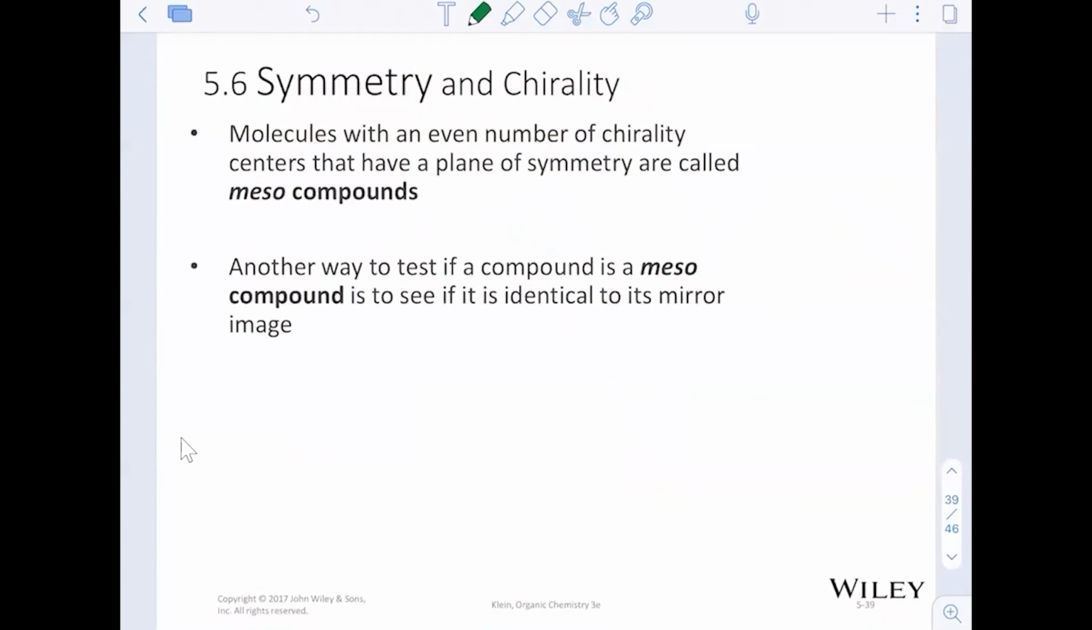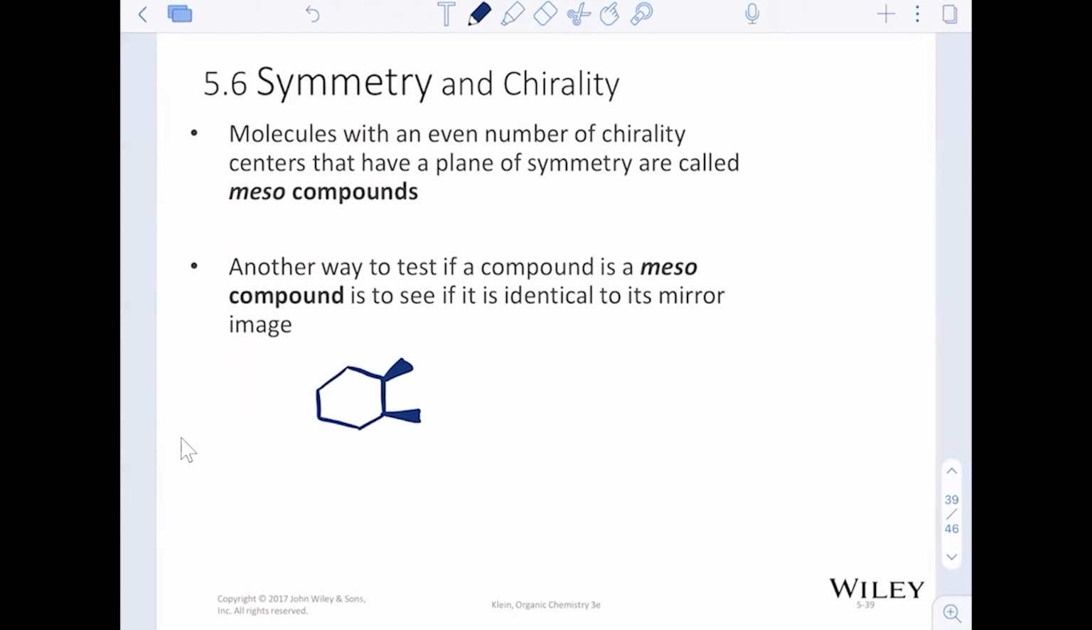Molecules with an even number of chiral centers that have a plane of symmetry are called meso compounds. Another way to test if it's a meso compound is to see if it's identical to its mirror image. So let's bring up that cis-1,2-dimethyl again. We said it had a plane of symmetry, and there are an even number of chiral centers.